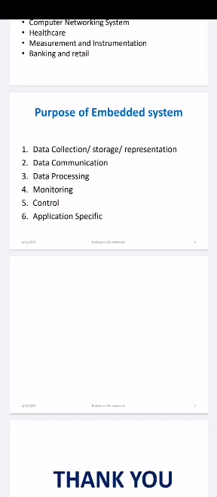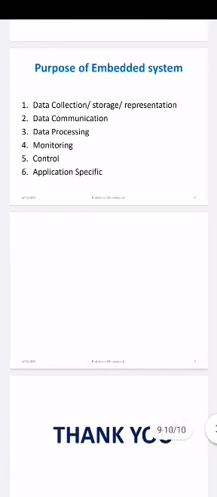Next, data processing, where speech processing and audio processing take place. An example is the digital hearing aid. Next is monitoring. We use monitoring like ECG monitoring and EEG, and in labs we use CROs and digital multimeters. Those are the monitoring embedded systems.